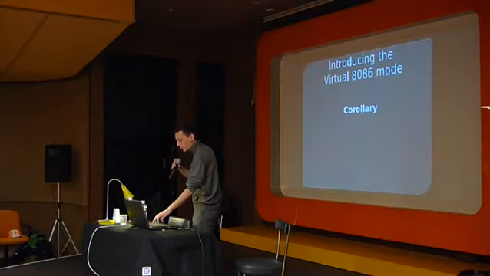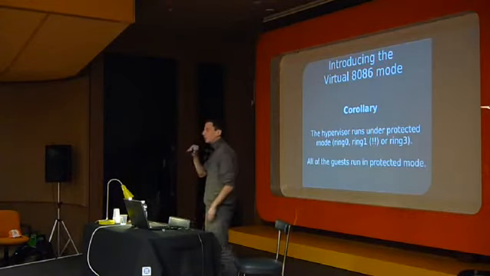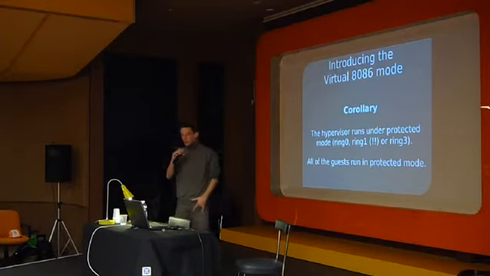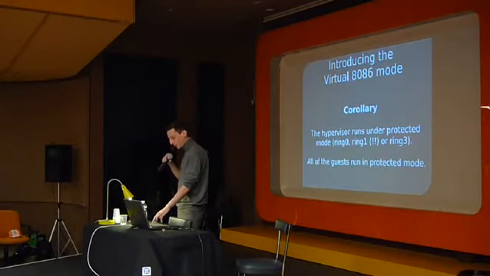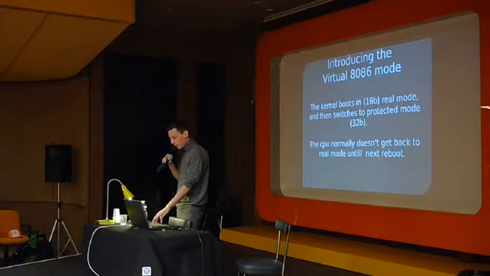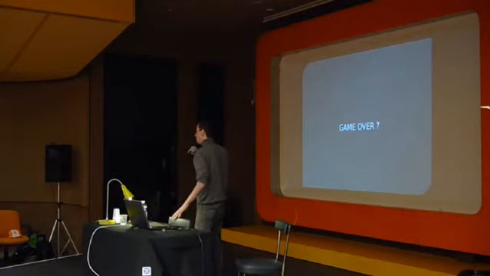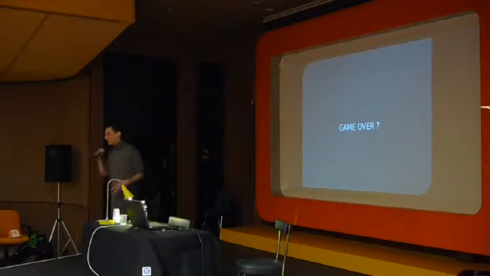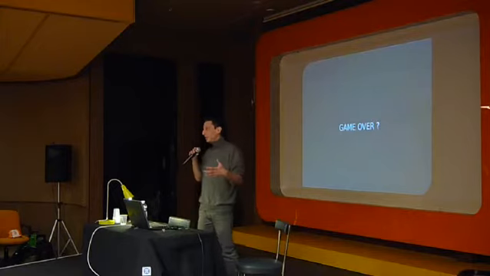So from this diagram, what we understand is that everything, once the kernel is booted, runs in protected mode. So this is kind of a problem if you want to use virtual mode, right? I mean, everything is running in protected mode.